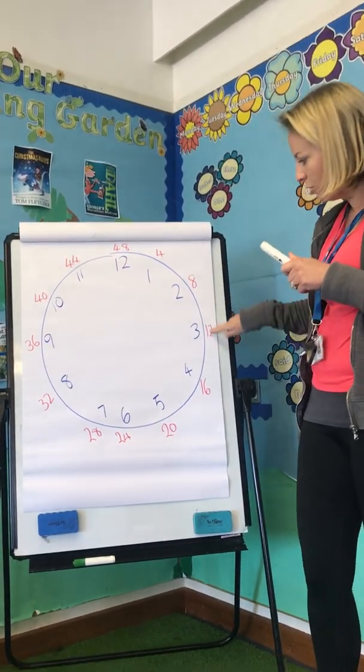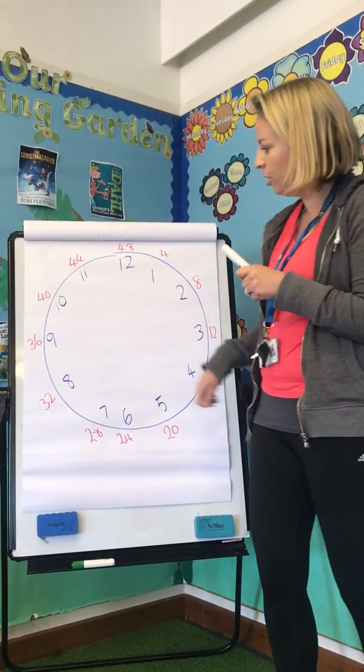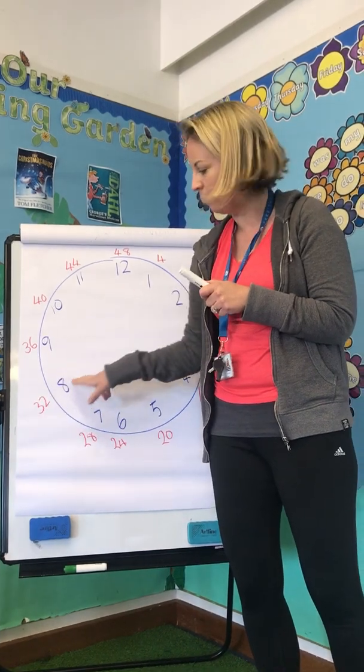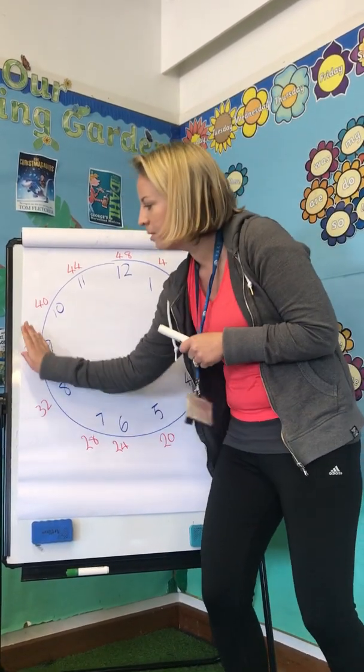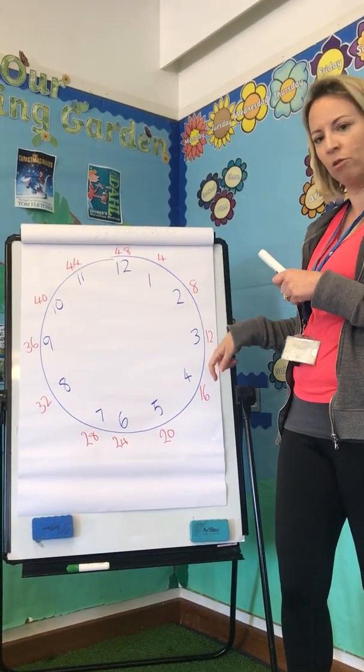And then you can use this clock face with any times table. You can go around and count in your times table. You could do some quick fire questions. What's 8 4s? You could cover up the answers and see if you can challenge yourself that way. But the best way is probably just to count around the clock face.